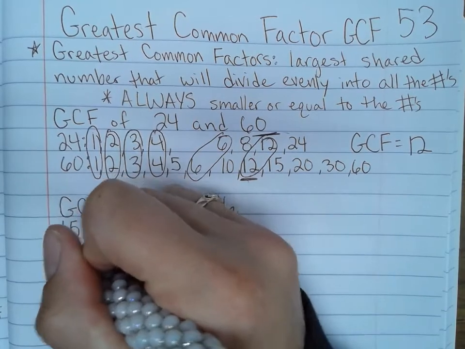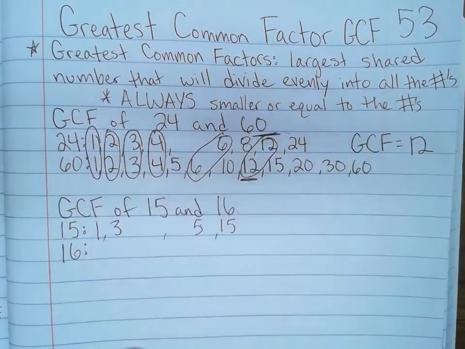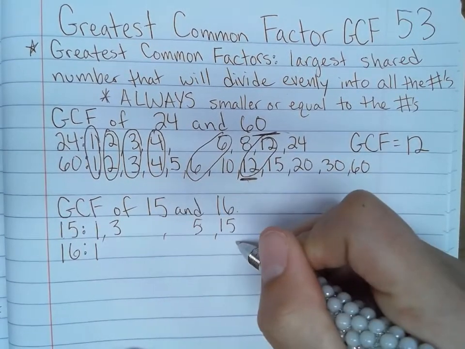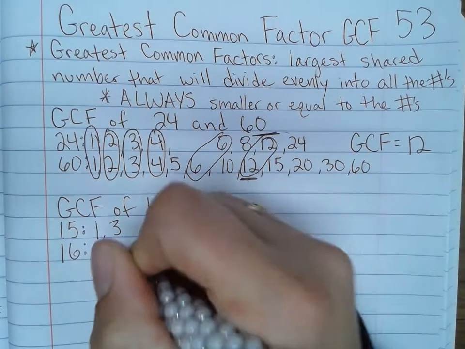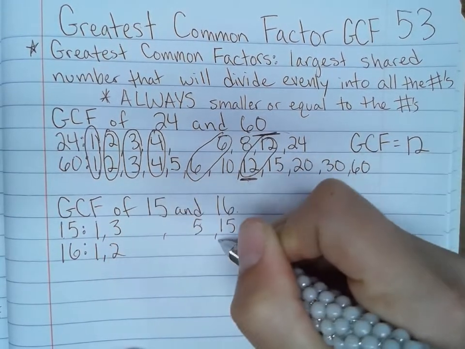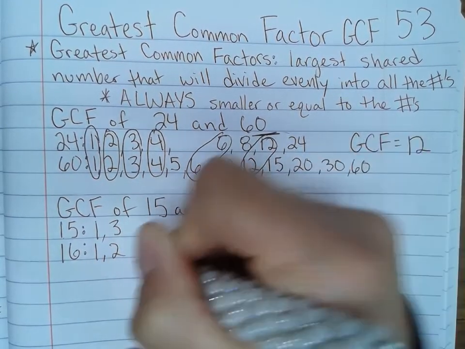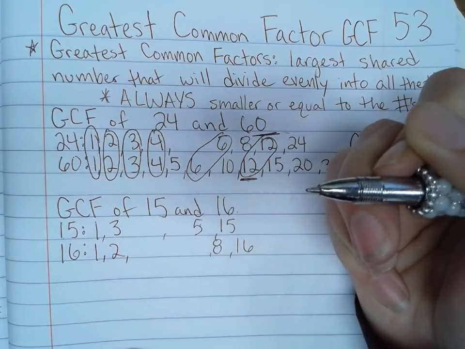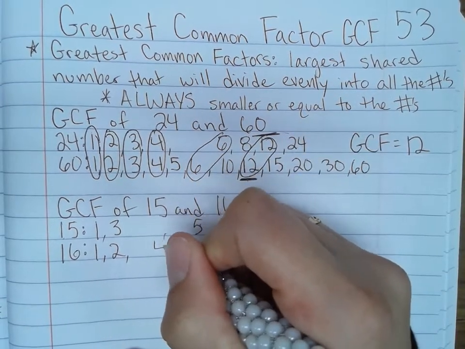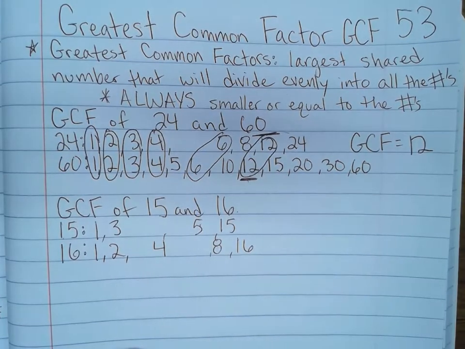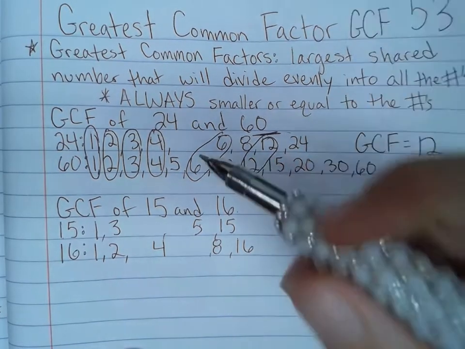16. 1 times 16 is 16. 2 times 8. 3 won't go into 16. 4 will. 4 times 4 is 16. Oh, and that's it. Alright, so let's look at all the common factors here.